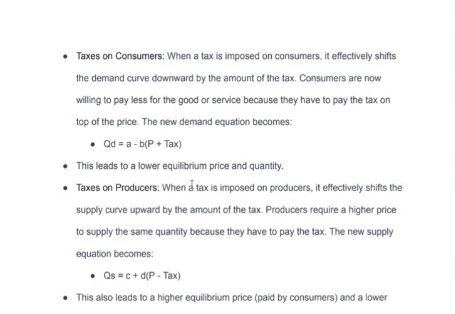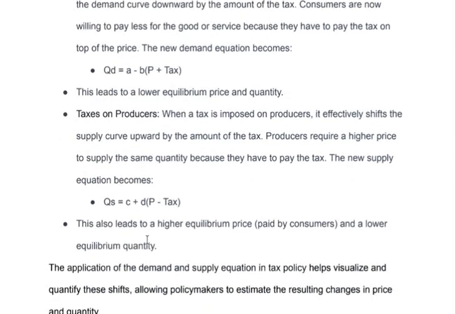Taxes on producers. When a tax is imposed on producers, it effectively shifts the supply curve upward by the amount of the tax. Producers require a higher price to supply the same quantity because they have to pay the tax. The new supply equation becomes QS equals C plus D(P minus tax). This also leads to a higher equilibrium price and a lower equilibrium quantity.